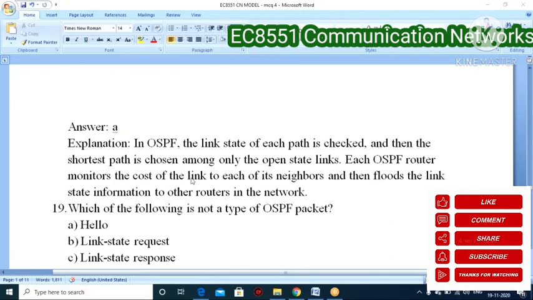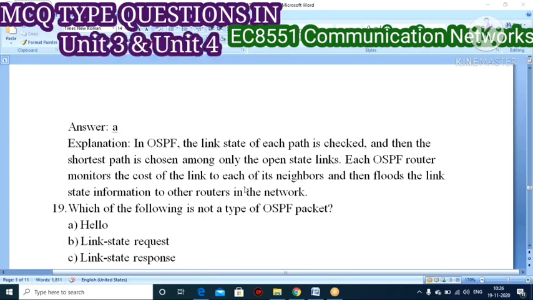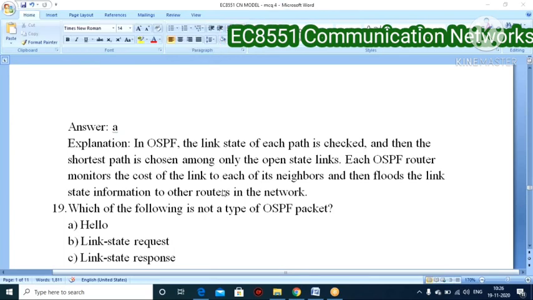Each OSPF router monitors the cost of the link to each of its neighbors, and then it floods the link state information to the other routers in the network.